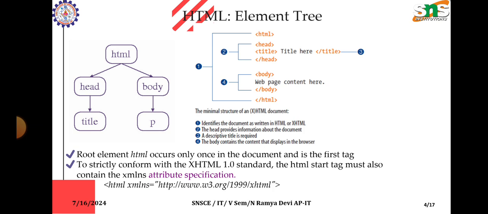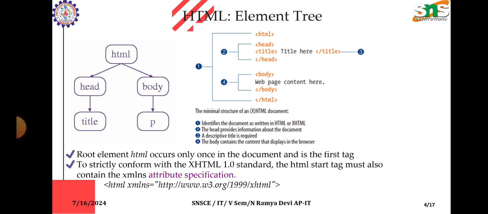So this is the element tree behind your HTML. Here we have divided it into two, one is head and then the body. Head contains the HTML elements which belong to your head, like title, script, style, etc. And then the body contains many HTML elements for describing the content of your HTML page. The root element HTML occurs only once in a document as the first tag.